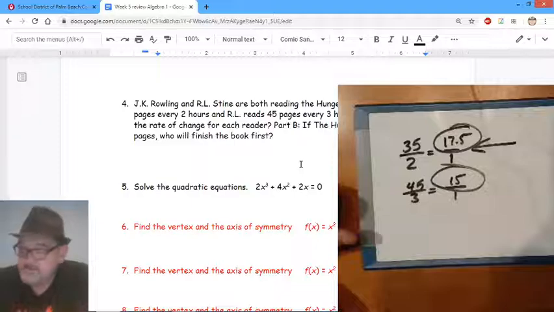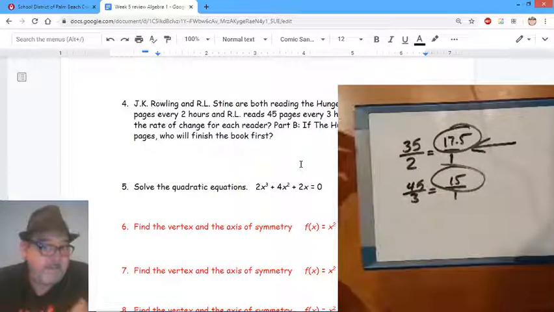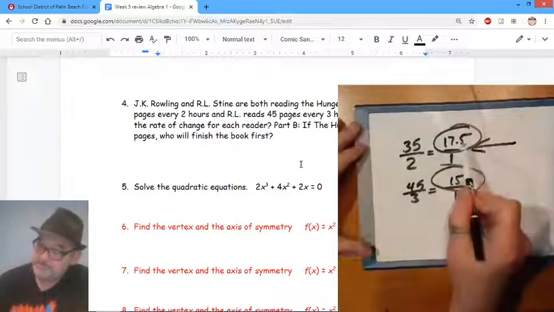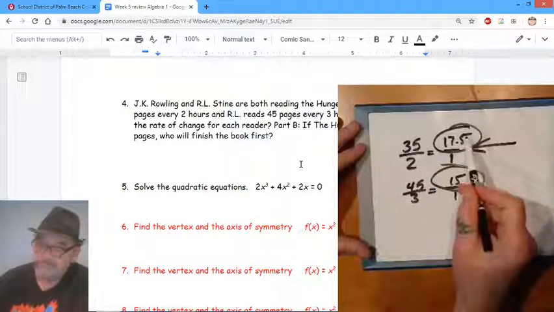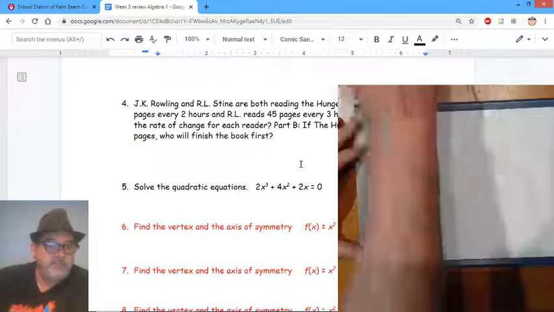Come on. It doesn't ask me how many hours. It just says who's going to finish first. I don't care if the book's 5,000 pages long. If that person's reading more per hour than this one, guess what? They're going to finish first. So, easy. Solve the quadratic.